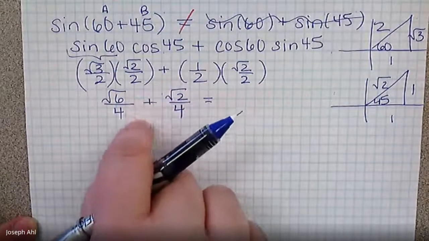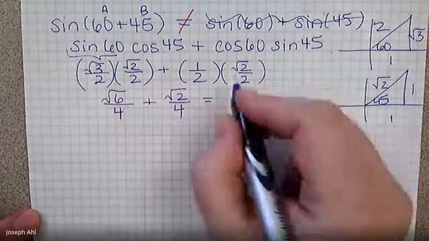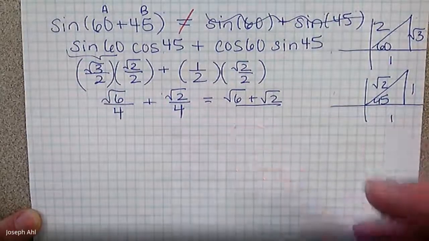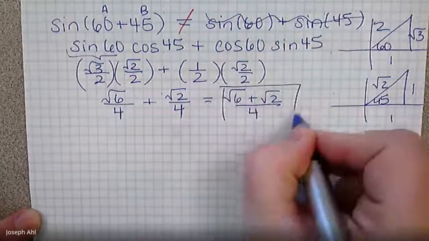Wait, no, it's not. Mr. All, don't do that. That's what you'd be saying at home. Okay. All right, radical 6 plus radical 2 is the simplest you can get the numerator, but you can write that all over 4.